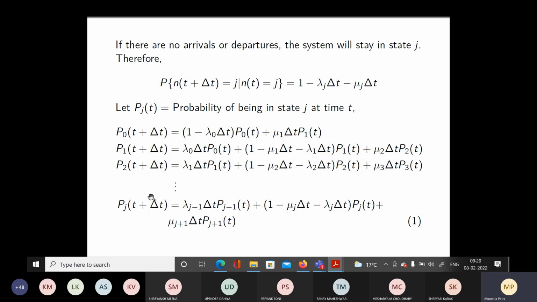So like this you go on and so on, and we find that for the jth state, that is pj(t + Δt), either there is an arrival from the previous state so that you get to the jth state, so that is λ(j−1) Δt p(j−1)(t), or there has been no arrival or no departure at the jth state, so you are still at the jth state after time Δt, so that is (1 − μj Δt − λj Δt) pj(t), or there has been a departure from the next state, that is p(j+1)(t), so that is μ(j+1) Δt p(j+1)(t). Okay, so this is equation 1.